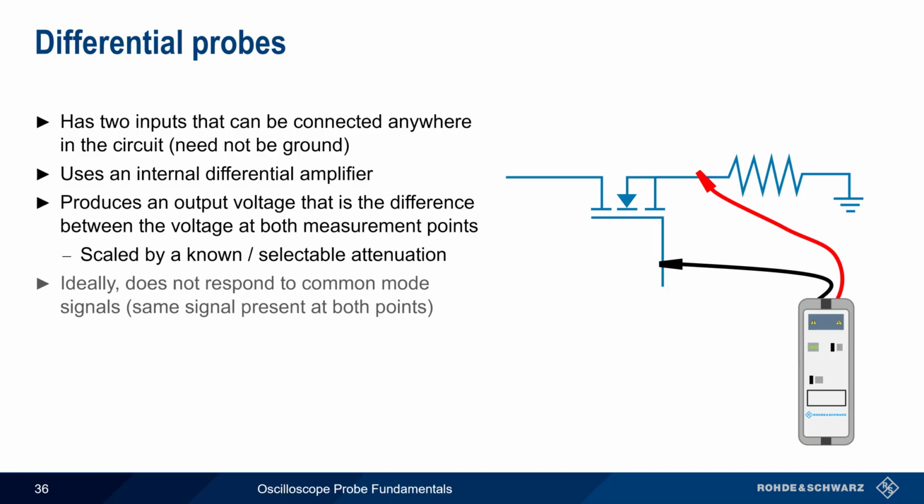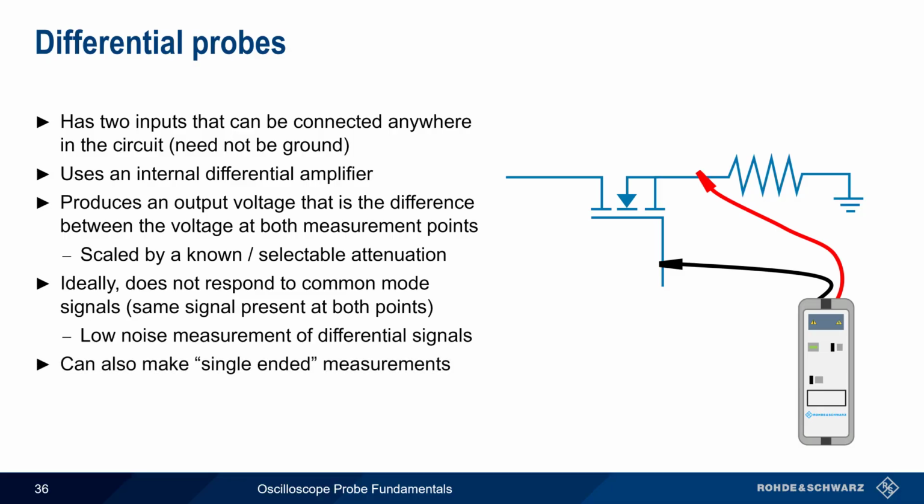Ideally, a differential probe would not respond to so-called common mode signals, that is, signals that are identically present at both measurement points. This makes differential probes a good choice when measuring low-level signals in the presence of noise. And finally, a differential probe can be used to make a single-ended measurement simply by connecting one of the leads to ground.